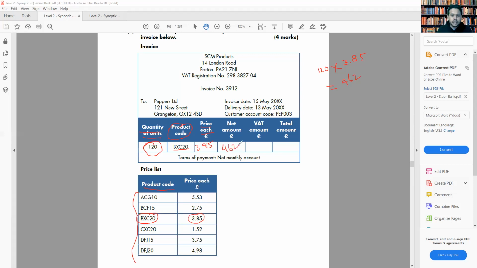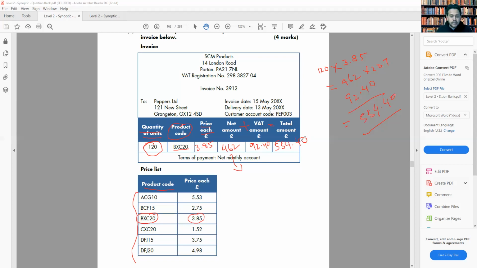Then the VAT. VAT is 20%. So I'll just say 20% of the net, so times 20%, that gives me the VAT, 92.40. So the VAT is 92.40, and the total means net plus VAT. So I add the VAT, and that gives me the total, 554.40.